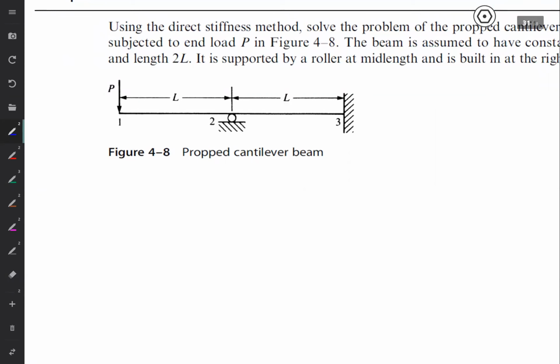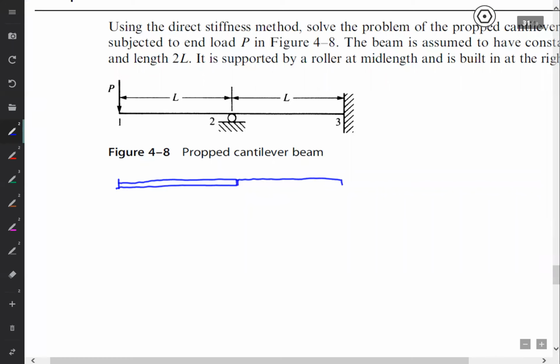Right now we may discretize the beam into just two elements for this case. This is the first element, this is the second element. The first node is over here, this is the second node, and this is the third node.